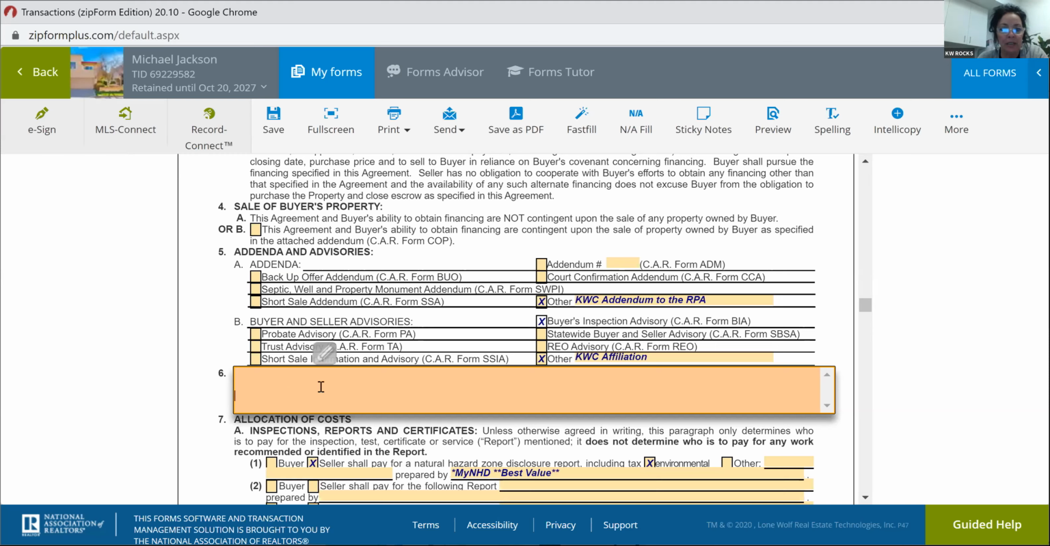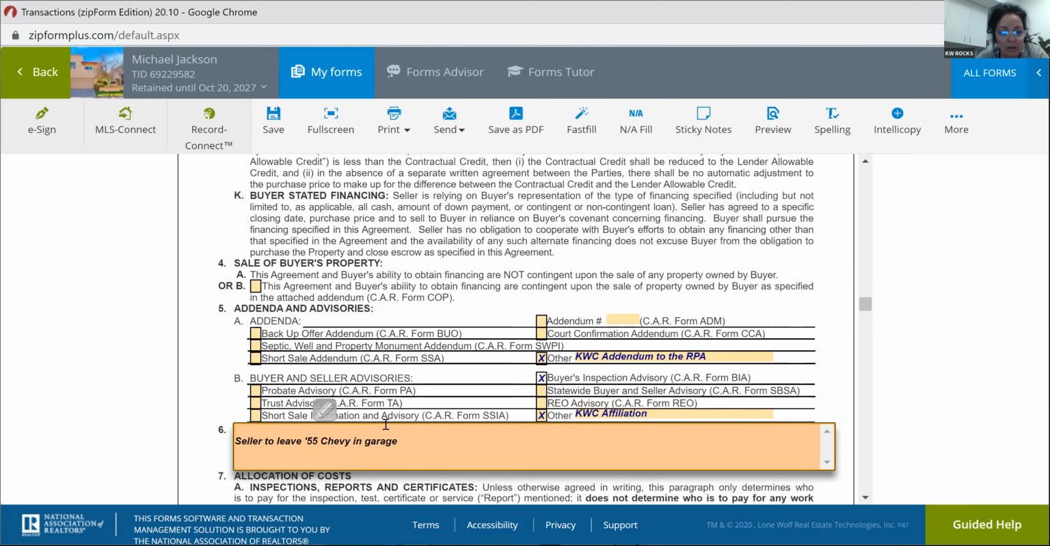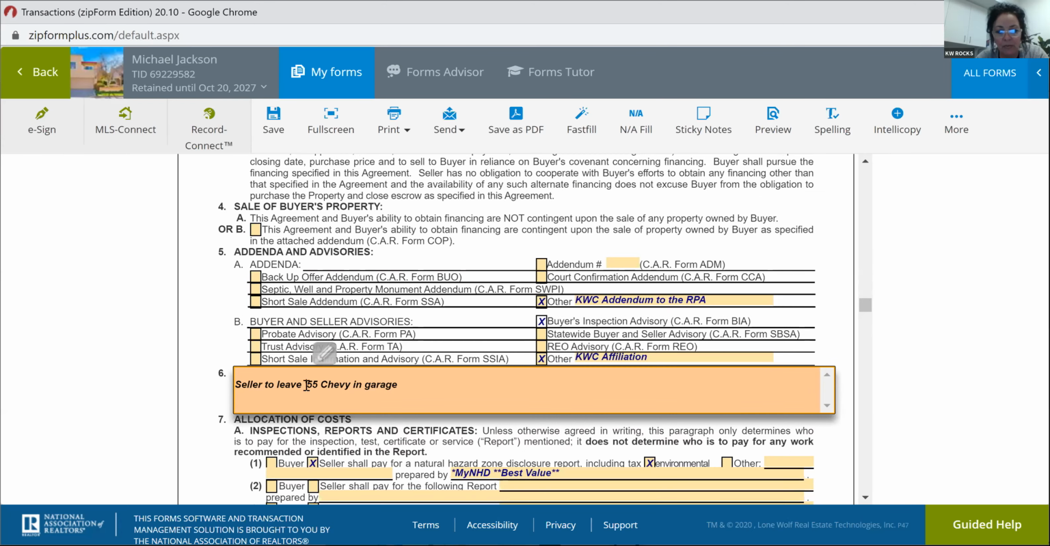They had put in this area, seller to leave 55 Chevy. This stuff would be caught now, but I'm just telling you, you've got to pay attention to anything and everything that's written in the garage, or seller, let's see, it was 55.